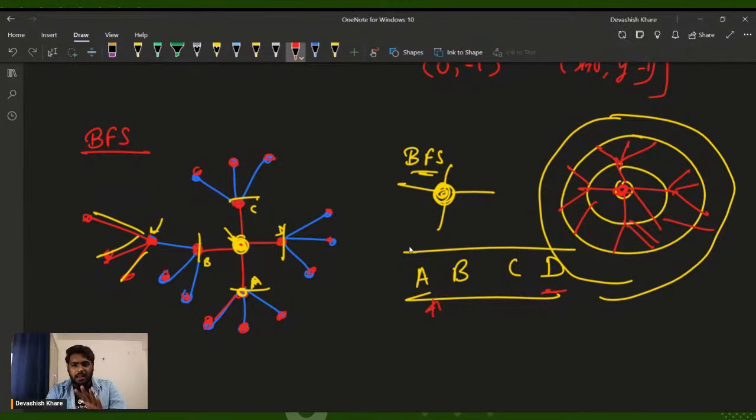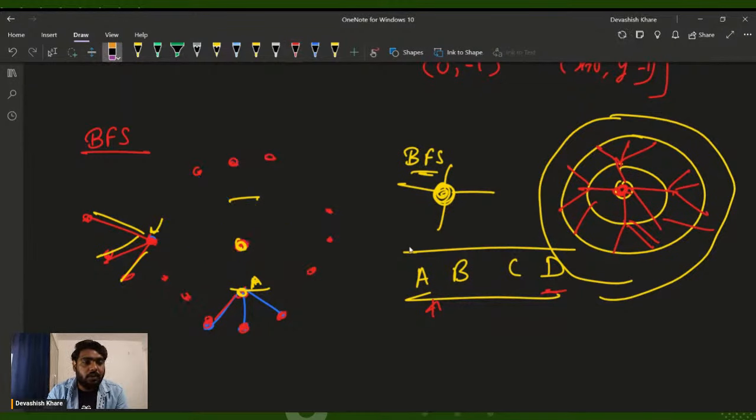It might be a little messy, but it is just to clear up the concept. You are going in the breadth first search manner. You are increasing the breadth of your traversal. So this is the approach that we will be taking up.